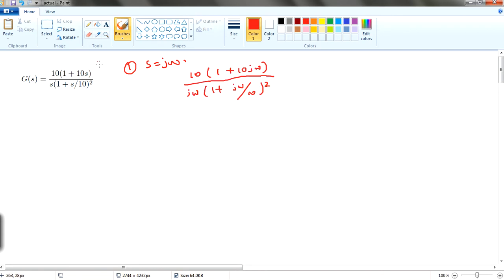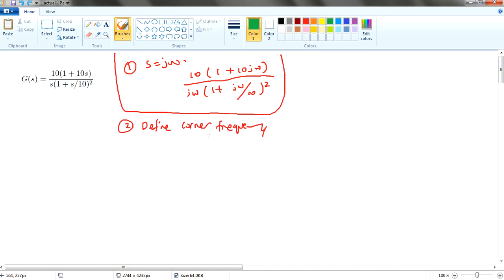So what I do is, I switch all the s into j omega, which is what it is over here, right? The next step is to define the corner frequency, okay, using this formula. So how do we do this? If you take a look, this term over here is tan j omega, okay? So the tan is a coefficient of the omega j, right? So let's say tan is equals to a omega j.